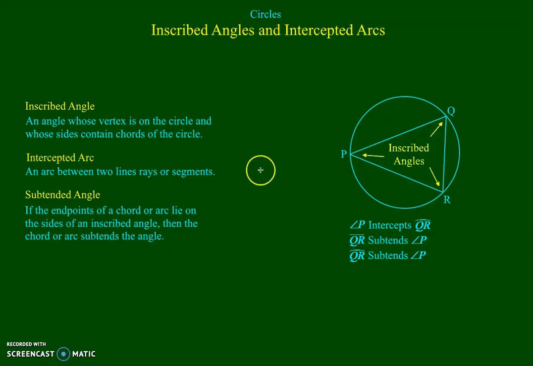So this creates a couple of new topics. The first one is the idea of an intercepted arc. An intercepted arc is an arc between two lines, rays, or segments of the circle. Here we have two segments that intercept the circle at points Q and R, and they intercept this arc, arc QR.